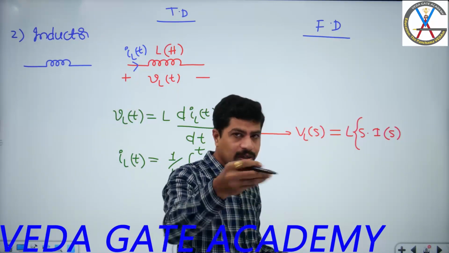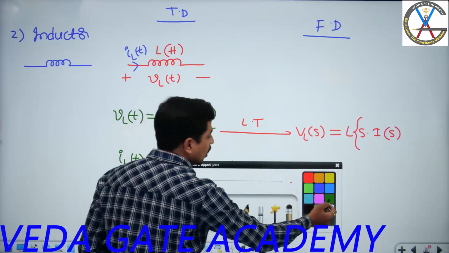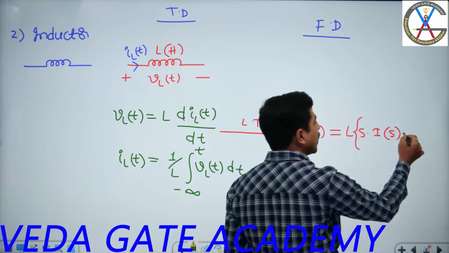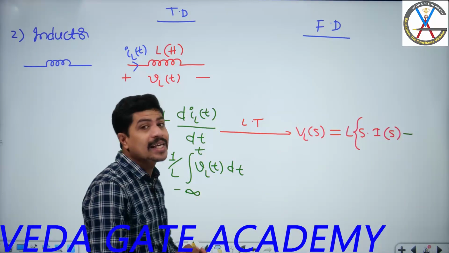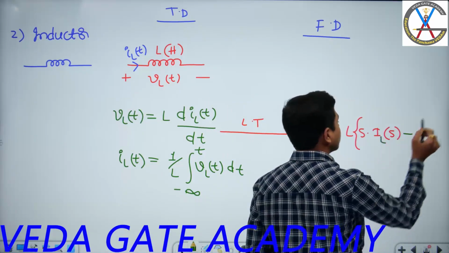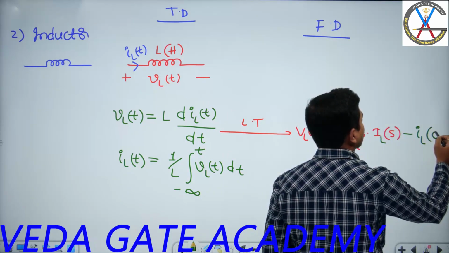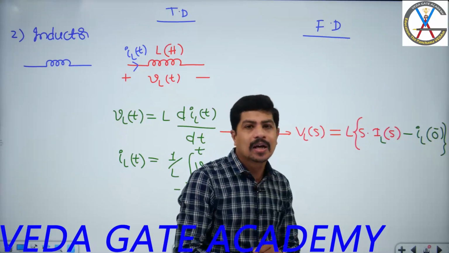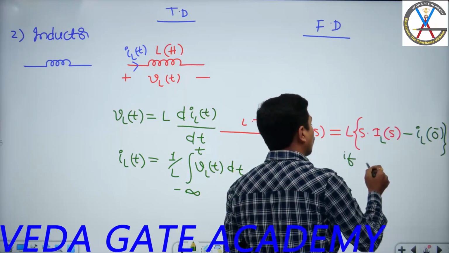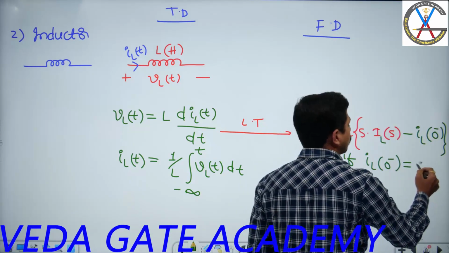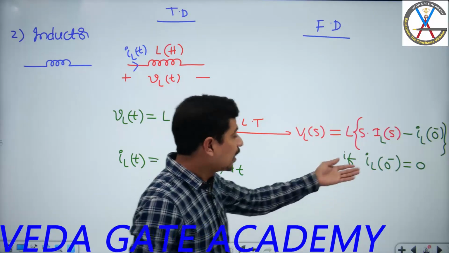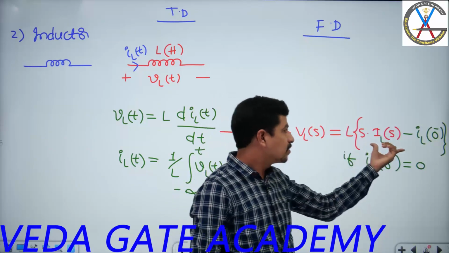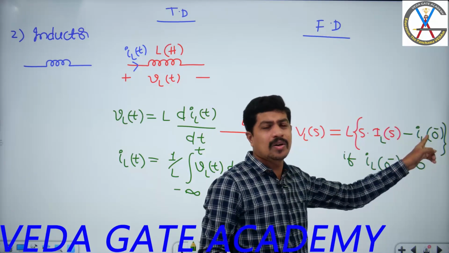Why I kept that bracket, you will understand now. If it has any initial condition, it is s into F of s minus F of 0 minus. The function here is iL, so this is iL of 0 minus. This is how we write it in the S domain. Assume for the time being that iL of 0 minus is equal to 0. Later we will consider iL of 0 minus, with initial conditions taken separately after completing this. If it is 2 amperes, you have to put 2 amperes here.